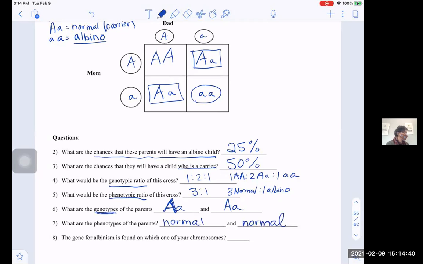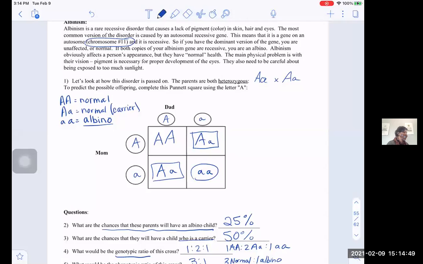All right, and the last question was just from that reading. Which chromosome would you find albinism on? And that was mentioned up here in the reading that it would be on chromosome number 11.